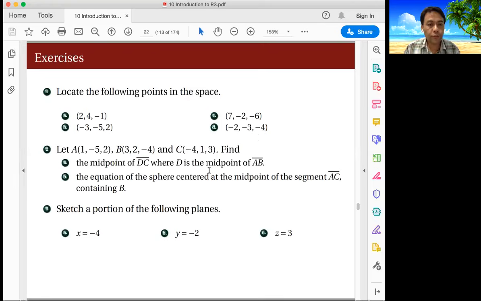Let's have some exercises. So we first locate the following points in the space, and then for number 2, we determine midpoints and the equation of a sphere. And for number 3, we sketch portions of given planes. I prepared a solution for these exercises.